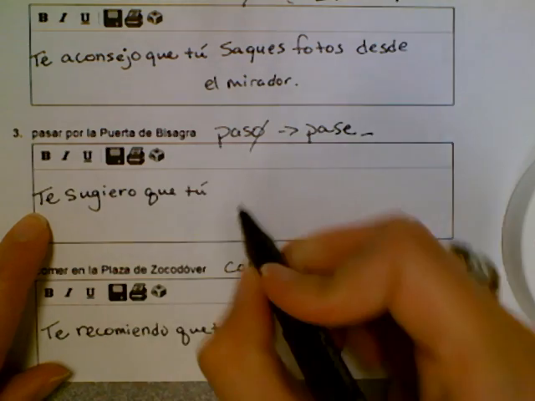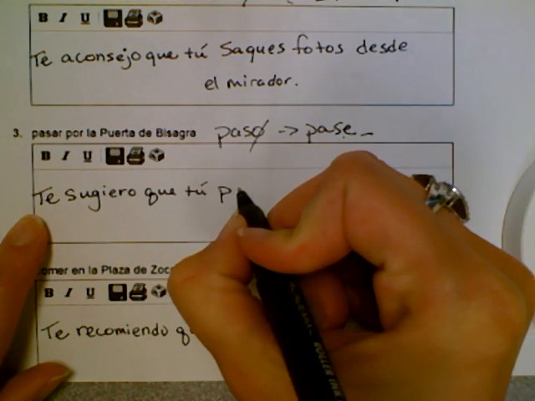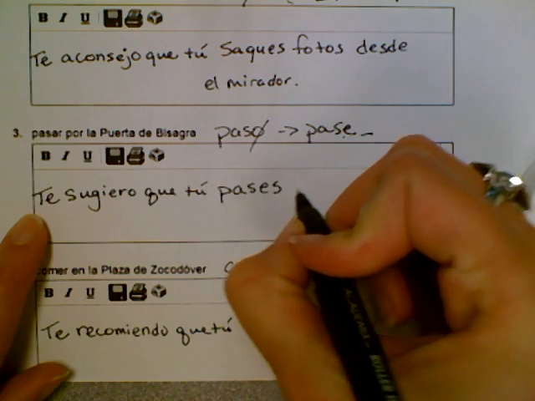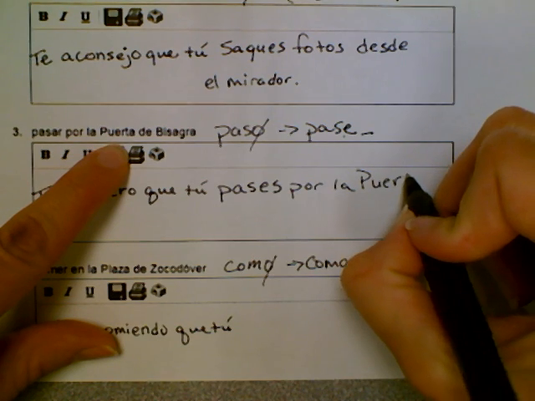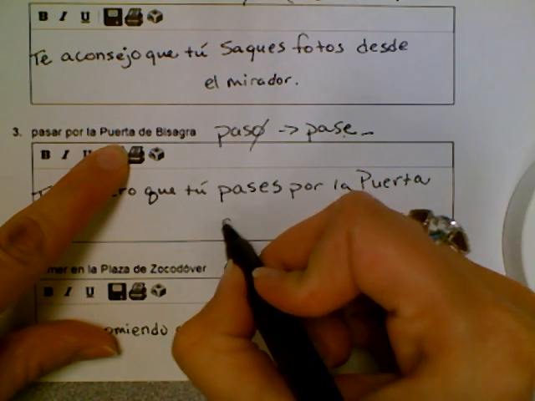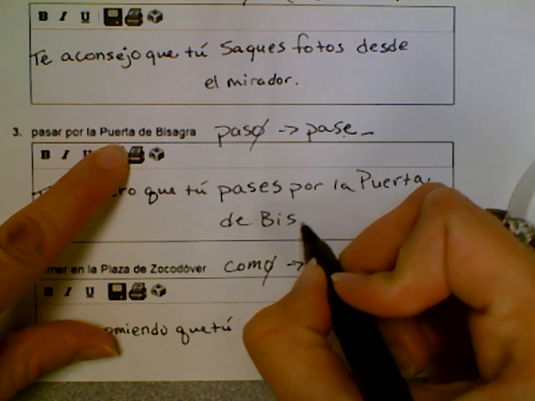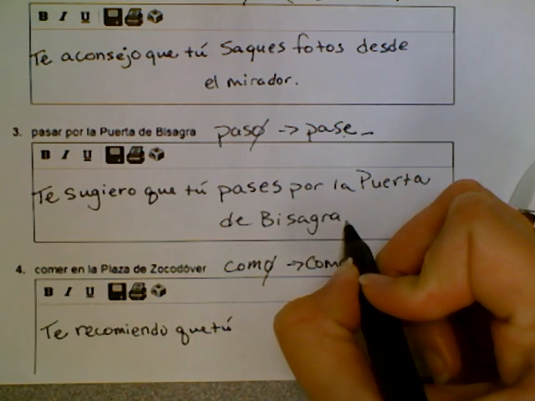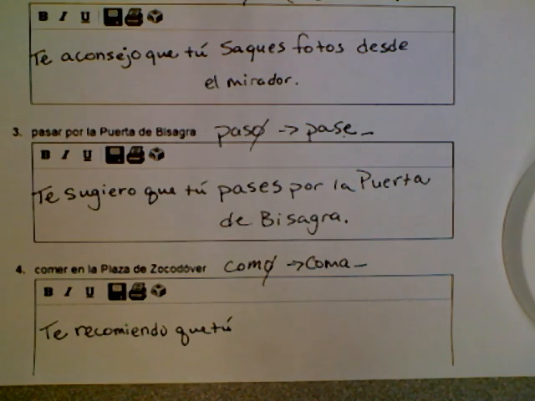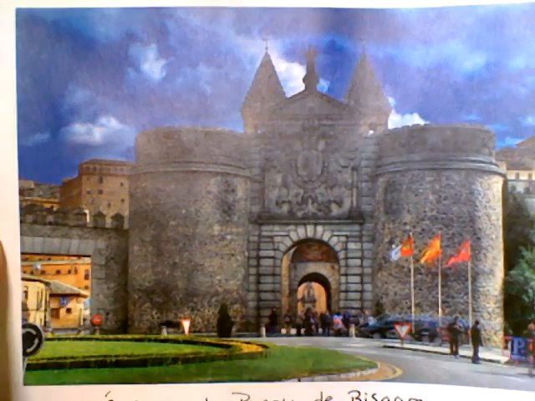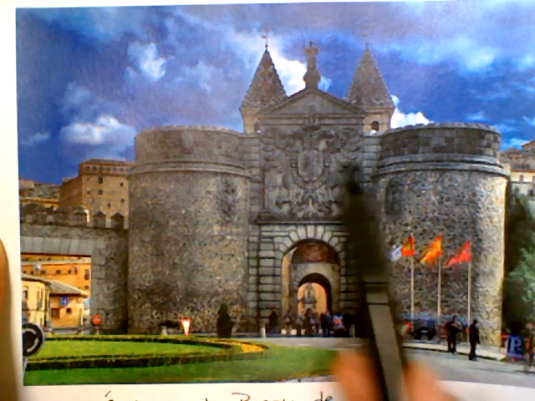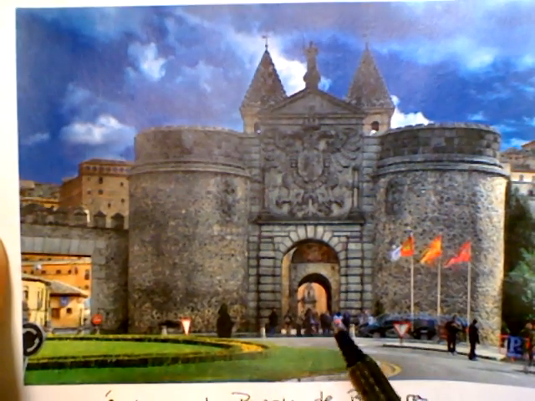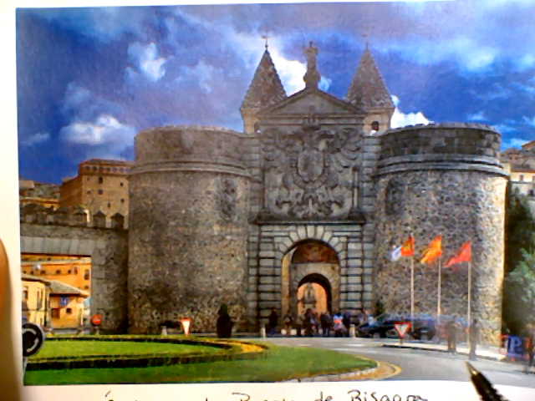Te sugiero que tú pases por la puerta de Bisagra. Okay. La puerta de Bisagra, bastante bonita también. Puedes verla aquí. Un ejemplo de arquitectura bastante antigua. Era una fortaleza y ahora es una atracción turística.